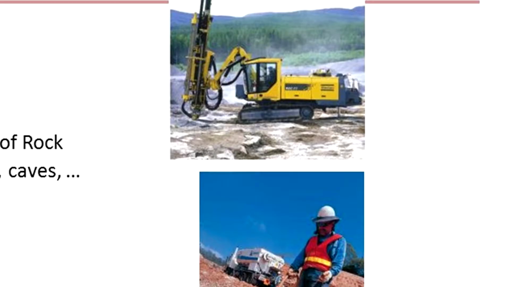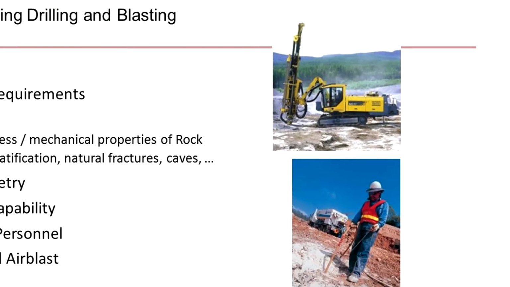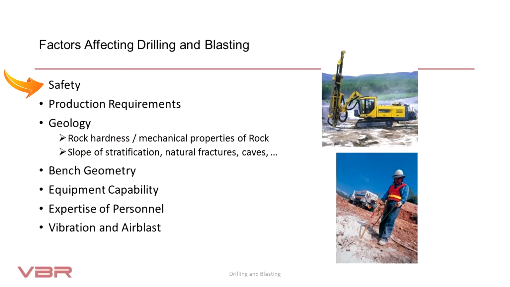There are a few factors affecting drilling and blasting, mainly the safety precautions you have to take, which may, for example, force you to place the drilling machine in a different position than what you would ideally select. The production requirements, such as quarrying different materials to fulfill a specific raw mill design for special clinker. The geology factors, such as rock hardness, the slope of stratification of the material, caves and fractures in the different layers of material in the deposit.